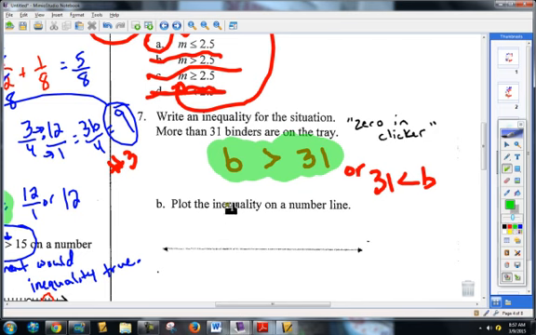Wait, does this count? All right, now we're going to go ahead and plot it. So I'm just going to plot, as we always have, 0, 31, and negative 31. Now, if you plotted 31 in the middle, and then 32 and 30 on either side of it, that's fine. I don't care. I just think this is easier.